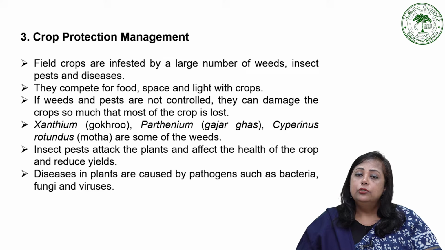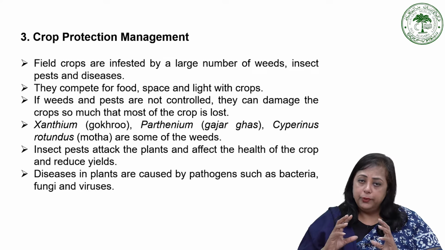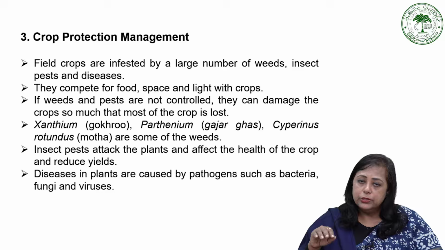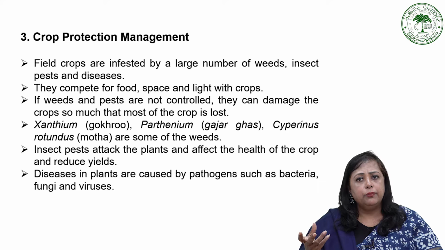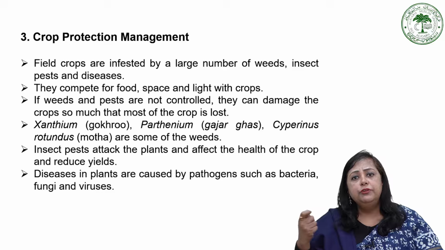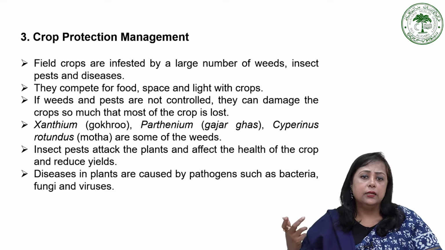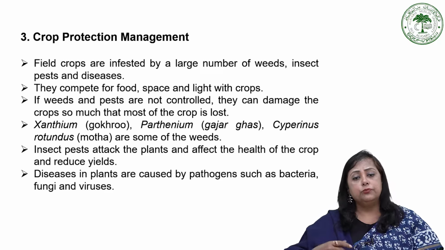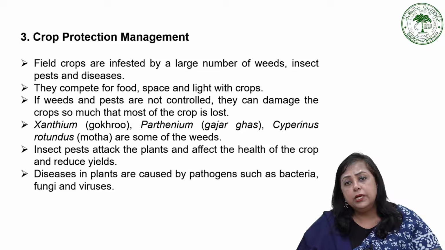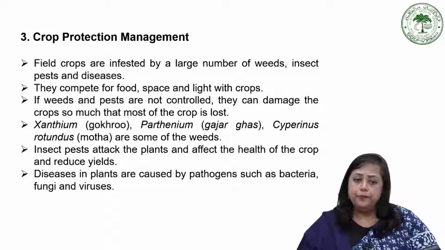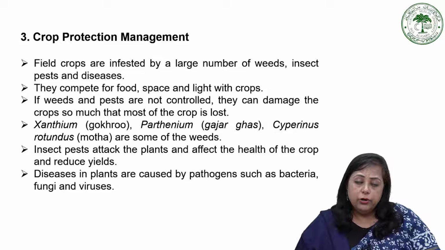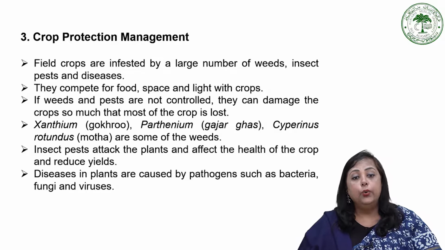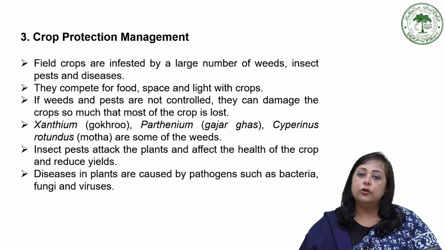is lost. Whenever we grow something, you might have noticed there are lots of grasses or unwanted plants, which are called weeds. Manually we remove those in a small kitchen garden. The same happens in a large agriculture field also. Weeds and unwanted plants can create problems for the growth of the plant, because they are fast growing and cover the whole area. So if weeds and pests are not controlled, they can damage the crop so much that most of the crop is lost.